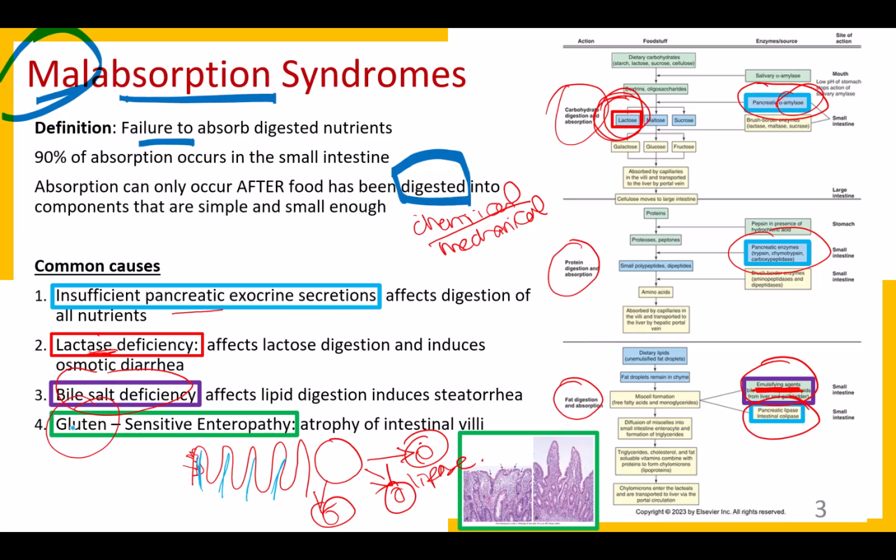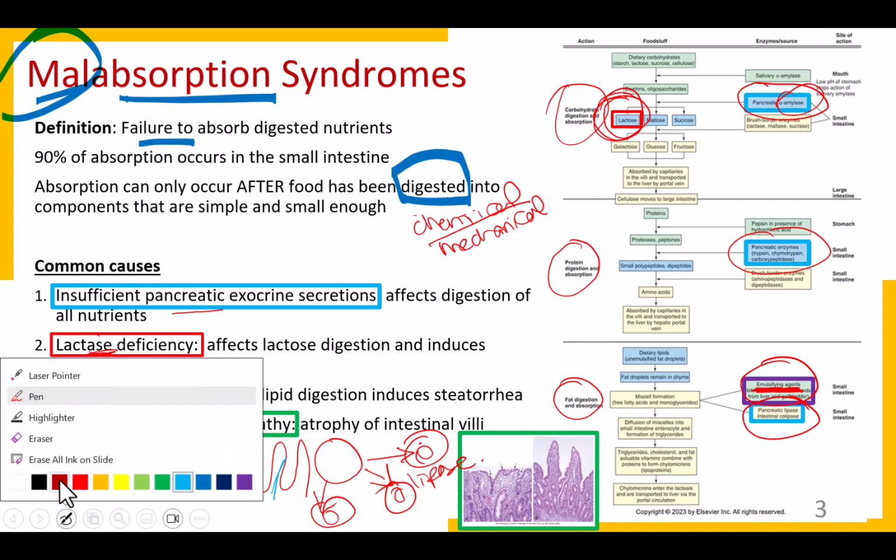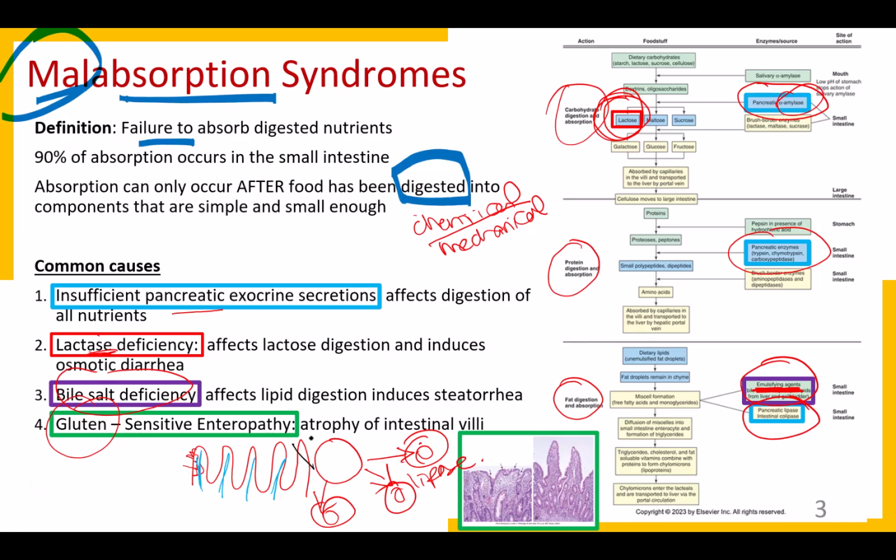What happens in gluten-sensitive enteropathy is that these villi are destroyed, right? Are atrophied. And so what happens is, instead of this nice increased surface area, it's flat. And when you have a decrease in surface area, then you basically have a decrease in the ability of the small intestine to absorb nutrients.